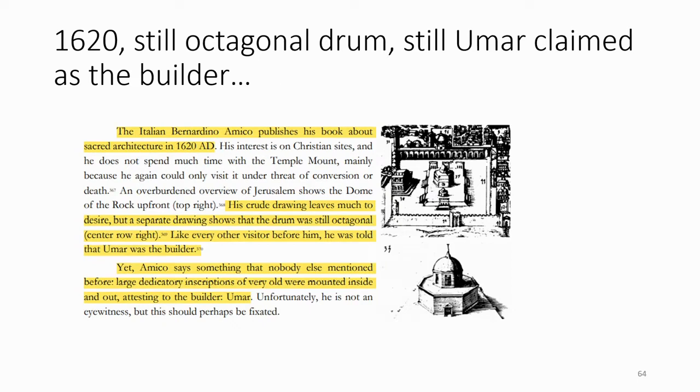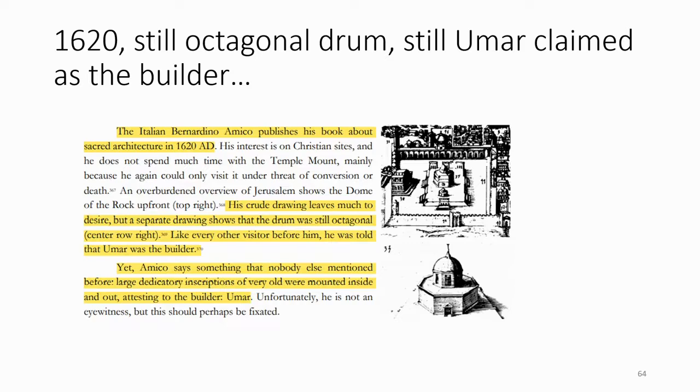1620, again, evidence for an octagonal drum, and again Umar is claimed as the builder. The Italian Bernardino Amico published his book about sacred architecture in 1620. His interest is on Christian sites, and he does not spend much time with the Temple Mount, mainly because he again could only visit it under threat of conversion or death. His crude drawing leaves much to desire, but a separate drawing shows that the drum was still octagonal.